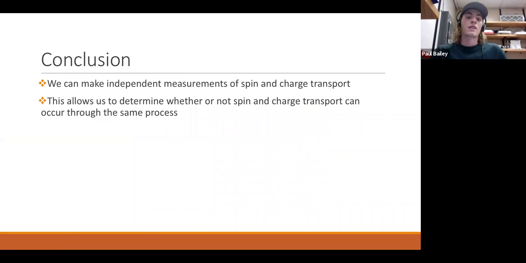So in conclusion, we can make independent measurements of spin and charge transport, and this can actually help us determine whether spin and charge transfer occur through the same physical process.